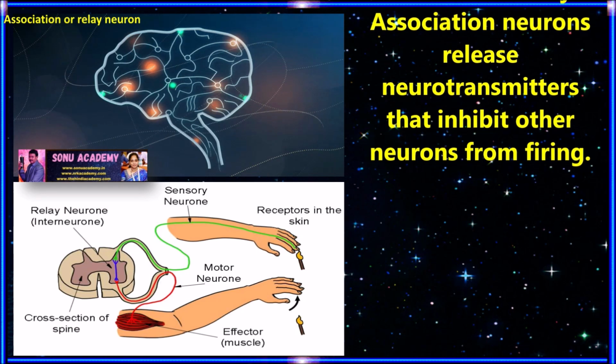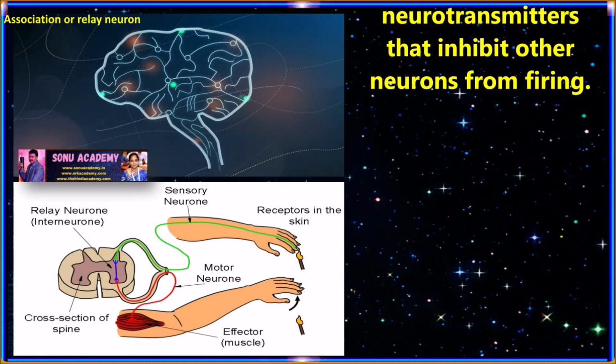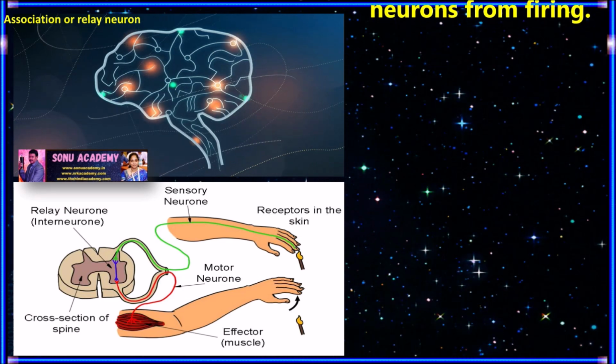The association neurons release neurotransmitters that inhibit other neurons from firing.